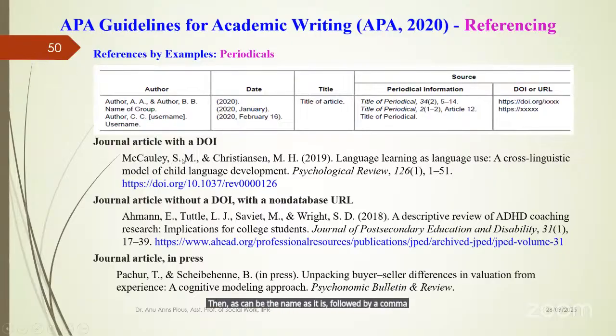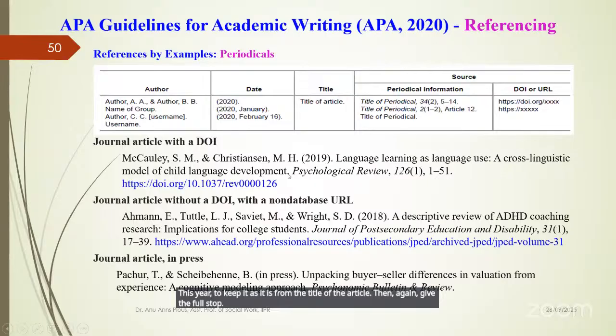Then A will be used instead of the first name Anu, I can use the letter A for that. And all the others need to be separated with an ampersand symbol, not the word "and" here. Followed by the year of publication in brackets, full stop. Then the article name, Language learning as language use, colon, a cross linguistic model of child language development. You have to keep this as it is from the title of the article. Then again give the full stop.